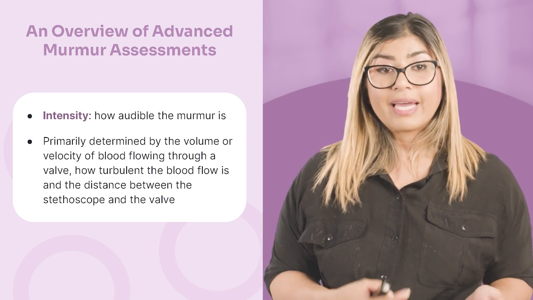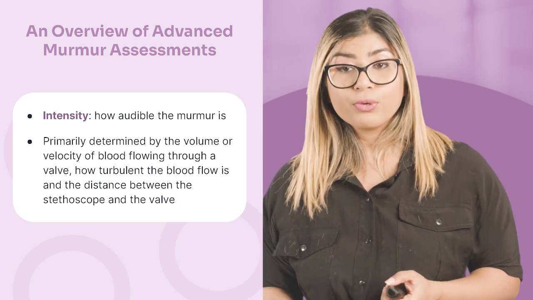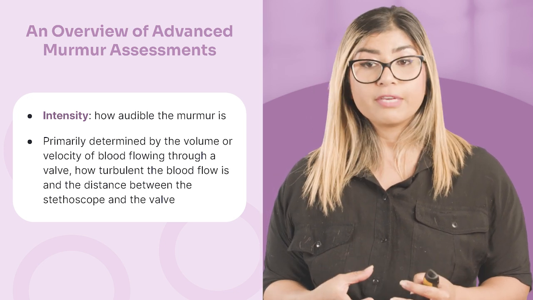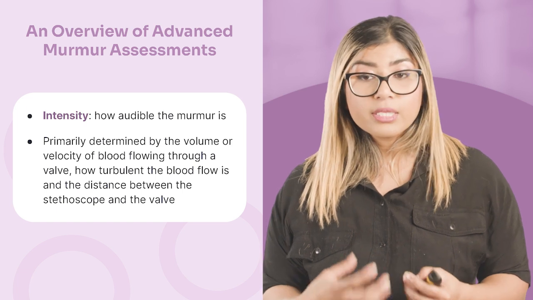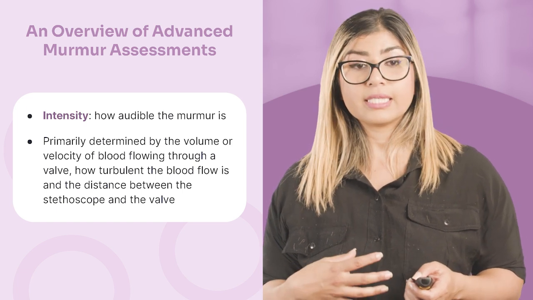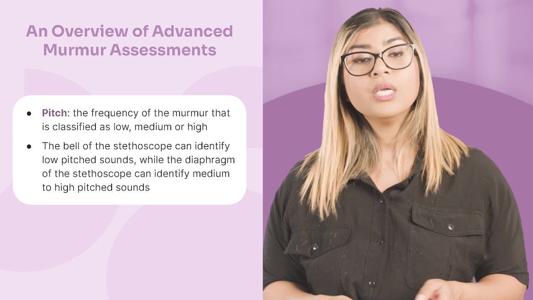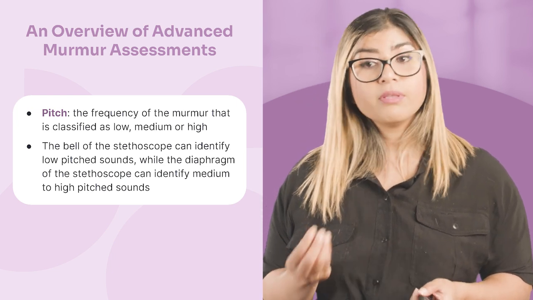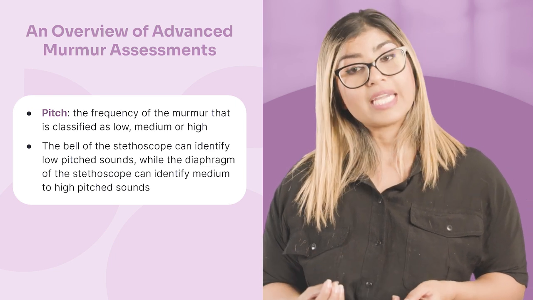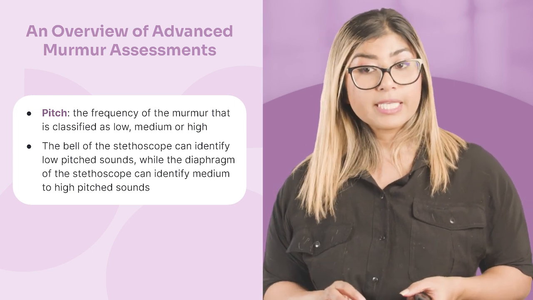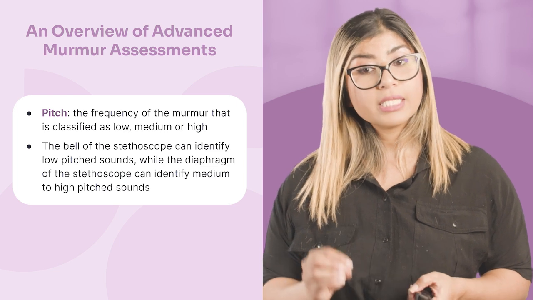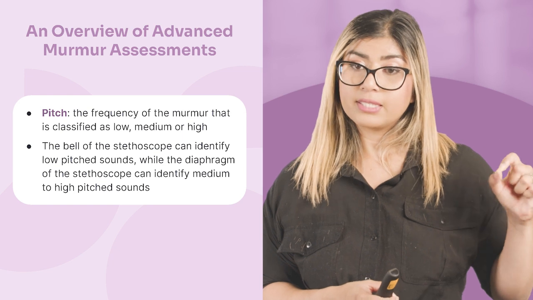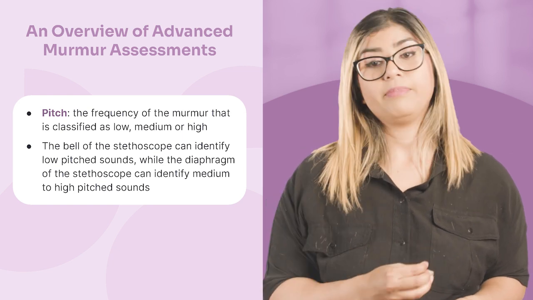To start with, let's talk about intensity. That's how audible the murmur is, primarily determined by the volume or velocity of blood flowing through a valve, how turbulent the blood flow is, and the distance between the stethoscope and the valve. You may also hear the terminology of pitch. Pitch is the frequency of the murmur that is classified as low, medium, or high. The bell of a stethoscope can identify low-pitched sounds, so the little part of the stethoscope, while the diaphragm, the larger part of the stethoscope, can identify medium to high-pitched sounds.